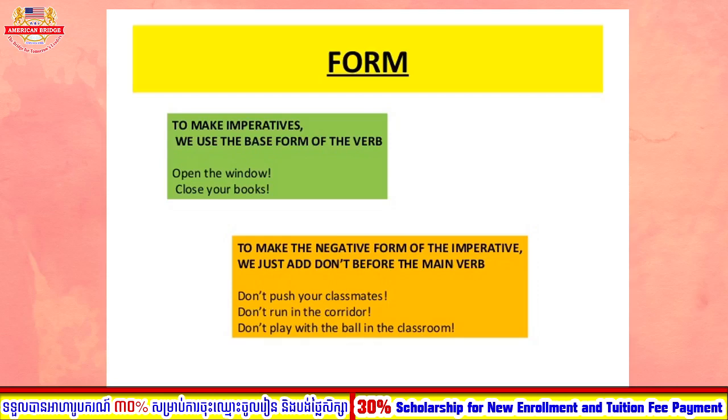And to make the negative form of the imperative we just add don't before the main verb. If you want to make a negative sentence, don't forget to use don't, and after that is the main verb. Example here: don't push your classmate. Don't run in the corridor. Don't play with the ball in the classroom, right? So you need to remember that in imperative we have two forms: one is positive and one is negative. When you use negative, don't forget to use don't, right?